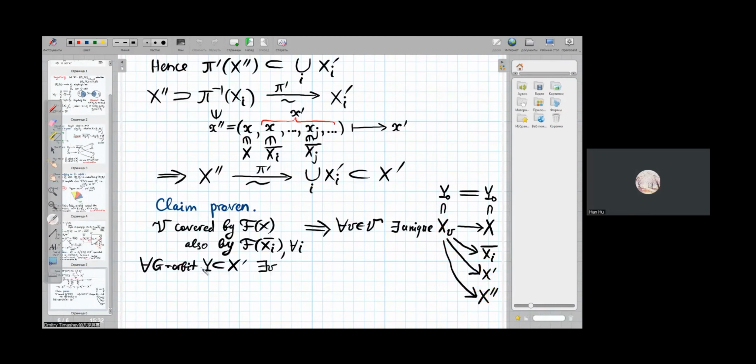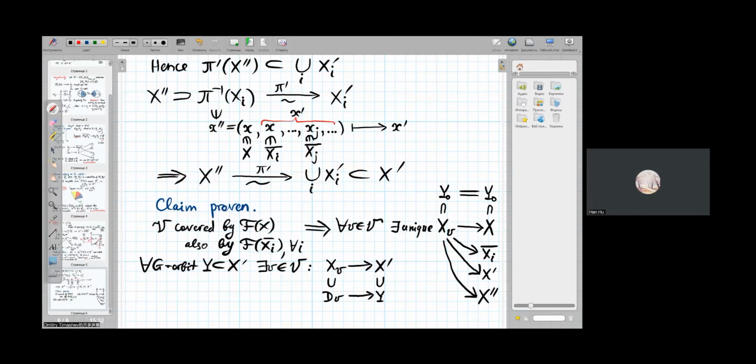But now for any g orbit y in x prime, there exists a vector in the valuation column such that the respective elementary variety xv maps to x prime in such a way that the boundary divisor dv maps exactly to this orbit y. This xv can be constructed by blowing up y, or the closure of y in x prime, if you like.